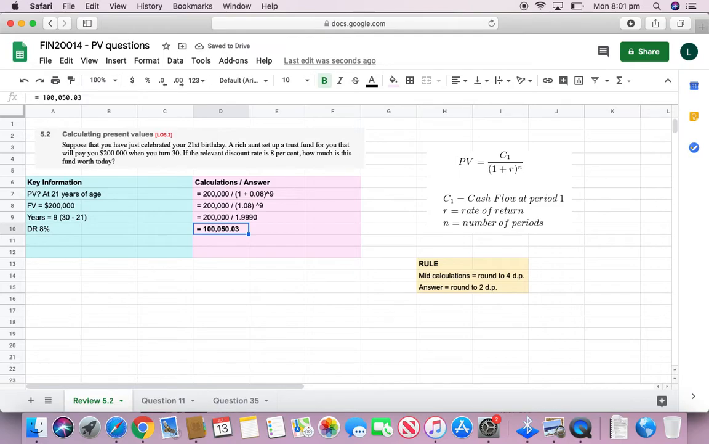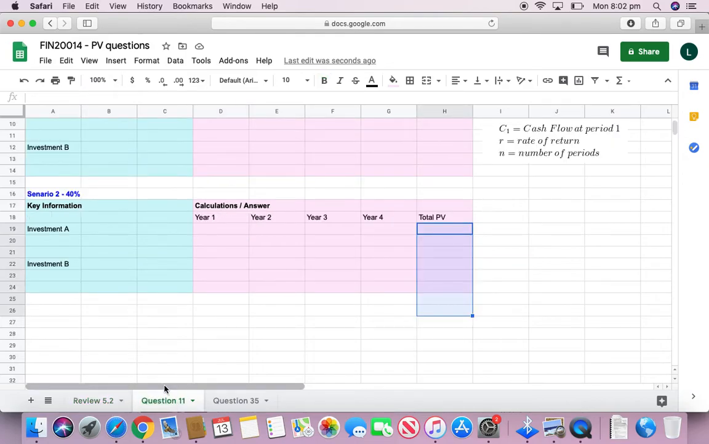So what that's saying is the funds we're going to get when we're 30 years old, $200,000, is actually worth $100,050.03 in today's money. So that's it. That's all you have to do. I've made it very long here, showing you every single step, but I'll make it a bit simpler in the next one as we go.